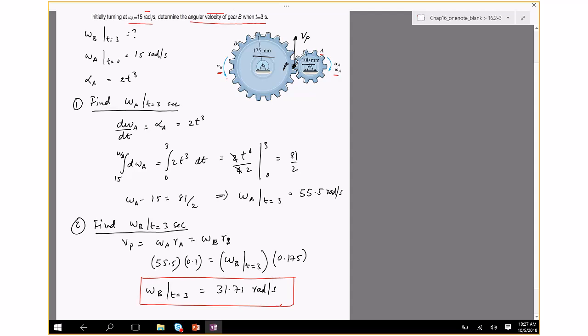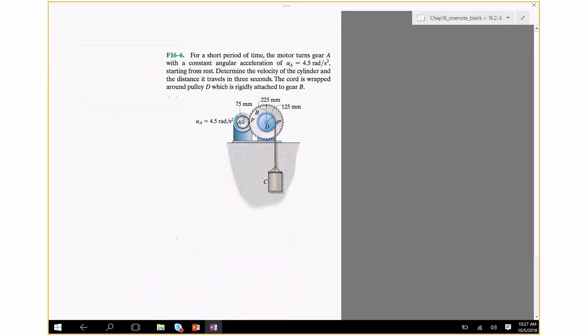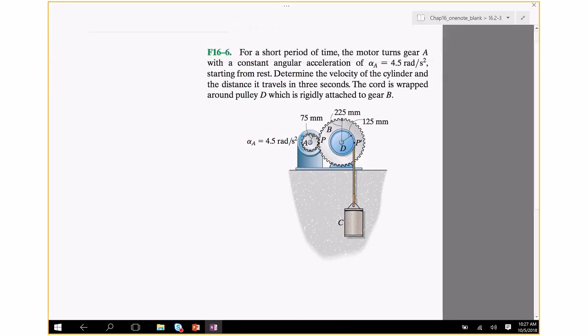Okay, let's see if you can solve a problem now based on what I just did. So for a short period of time, the motor turns gear A with a constant angular acceleration of 4.5 radians per second squared, starting from rest. So omega A at t equals 0 is 0. Determine the velocity of the cylinder. So we need to find the velocity of the cylinder and the distance it travels in time equals 3 seconds. The cord is wrapped around pulley D, which is rigidly connected to gear P.